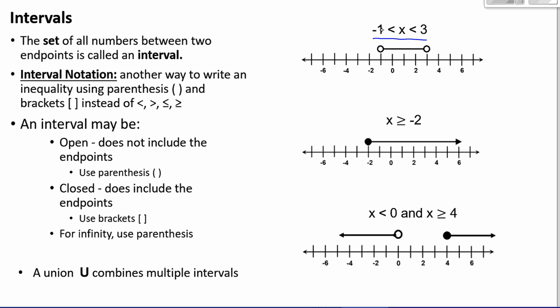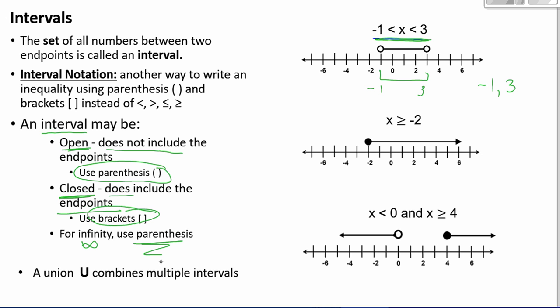So an interval like this, -1 to 3: x is between those values, -1 and 3. To write it in interval notation, you put a comma between the two values when it's a between like this, and then you say if it's open or closed. An interval is open when it does not include the endpoints, and you use parentheses. It is closed when you do include the endpoints, and we use brackets. And for infinity, you always use parentheses.